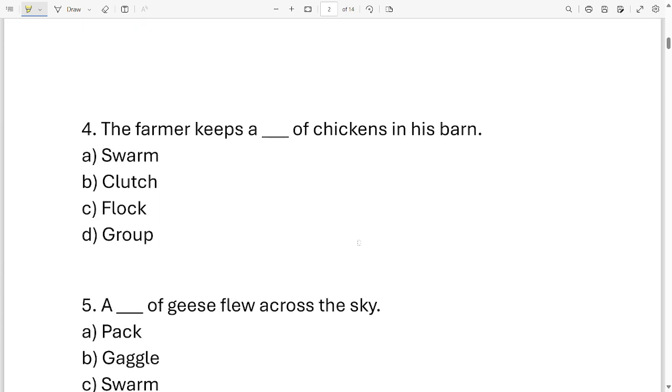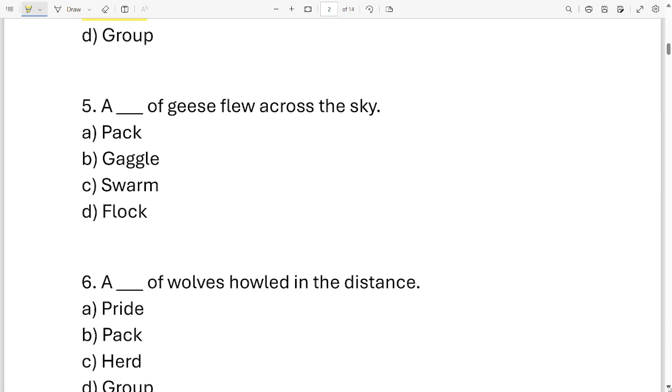Next sentence. The farmer keeps a dash of chickens in his barn. Now, which word am I supposed to put over here? Swarm, clutch, flock, group. Which one is the correct option? Is it A, B, C, or D? The correct option is option C. The farmer keeps a flock of chickens in his barn. Okay, let's move to the next sentence.